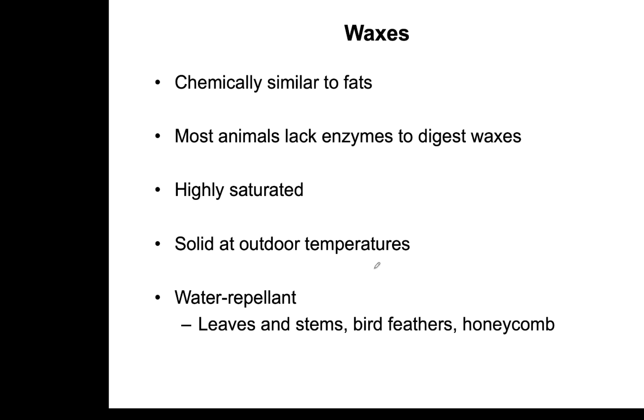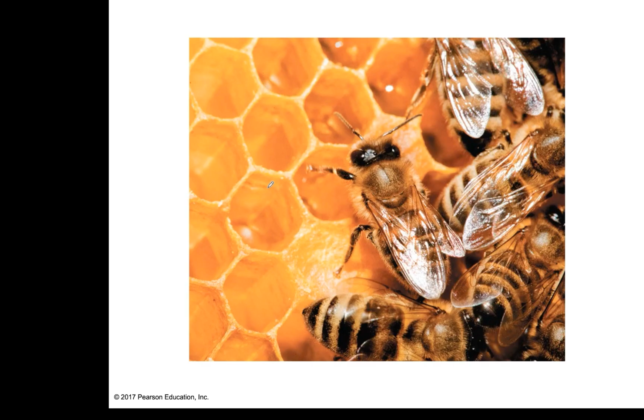Wax is chemically similar to fat. Most animals lack enzymes to digest wax, so we do not eat wax. Wax is highly saturated, so it is solid at outdoor temperature. It is water repellent, in other words, hydrophobic. Wax can be found on the leaves and stems of plants, bird feathers, or honeycomb. So wax has a hydrophobic property.